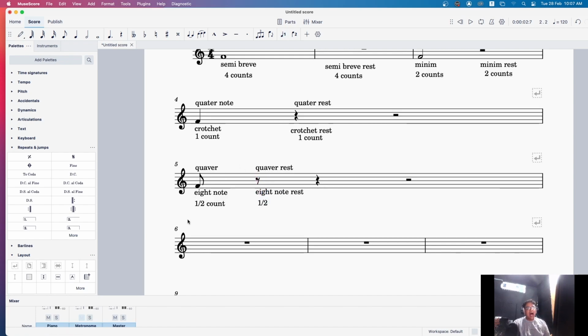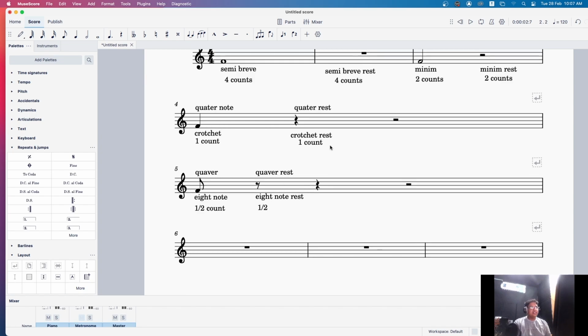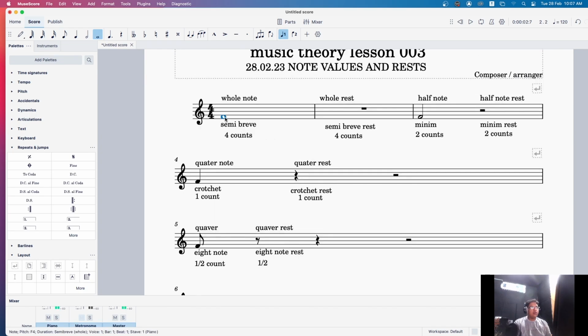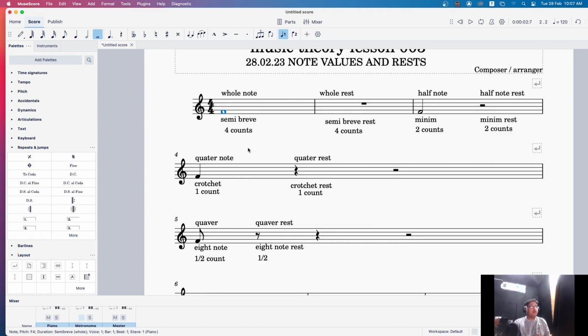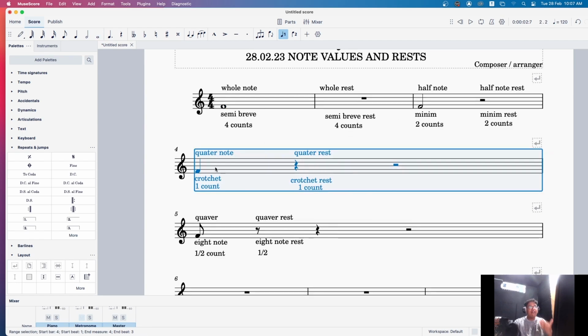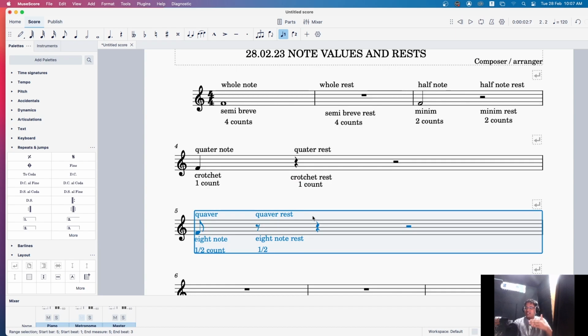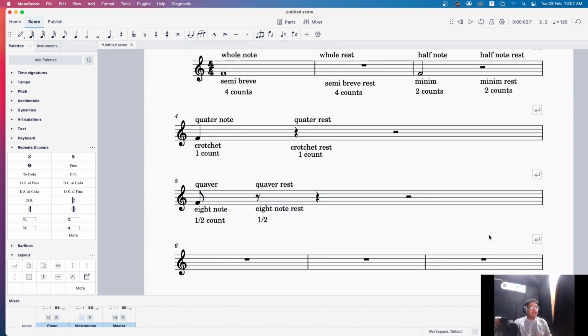So this is half of the crotchet. See, half of the whole note is the half note, that is the minim. Half of the half note is the quarter note. Half of the quarter note is the quaver. It goes on like this. So in this 4 counts bar, we have this quaver and this quaver rest making 1 count, because half count plus half count.